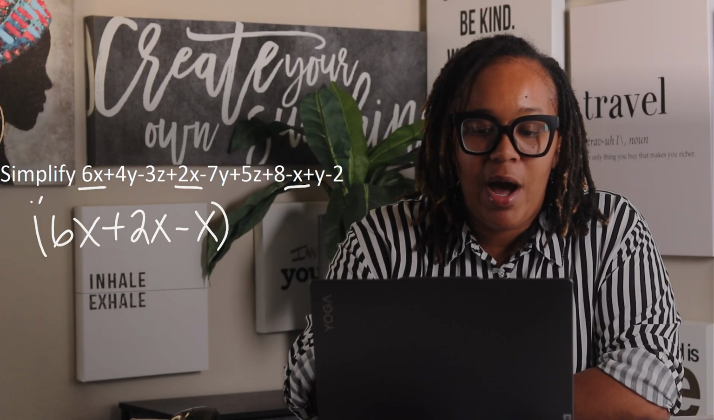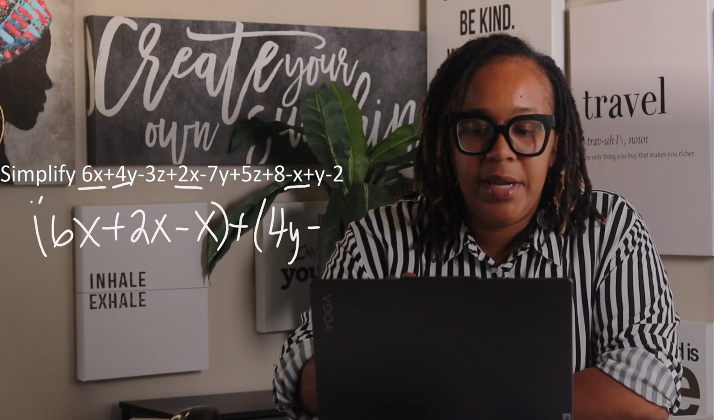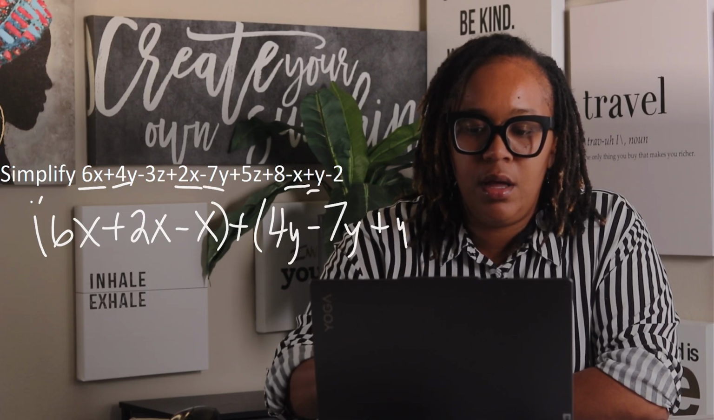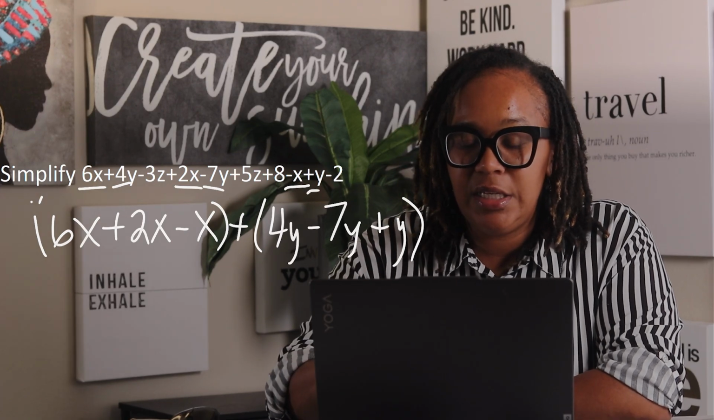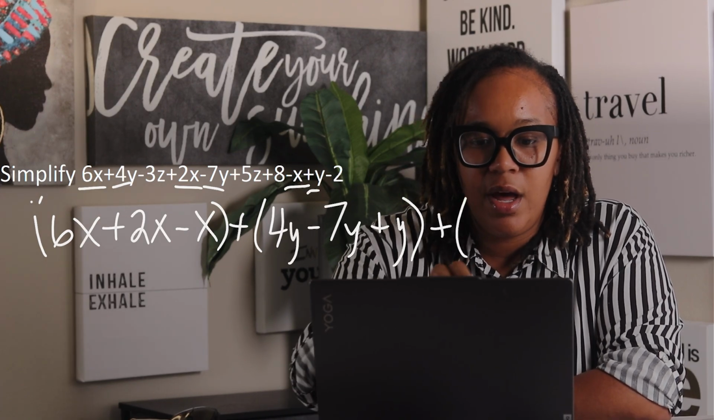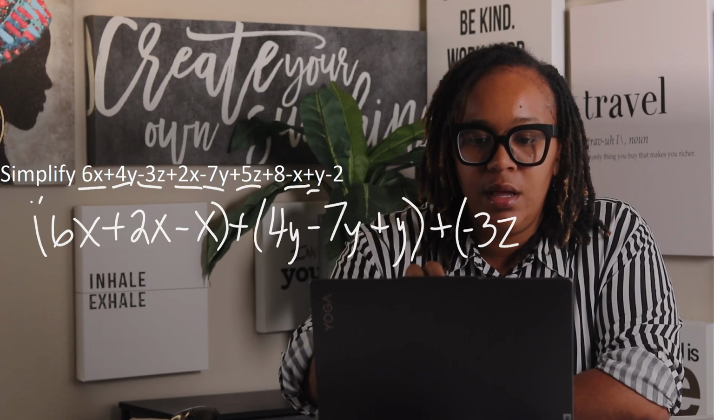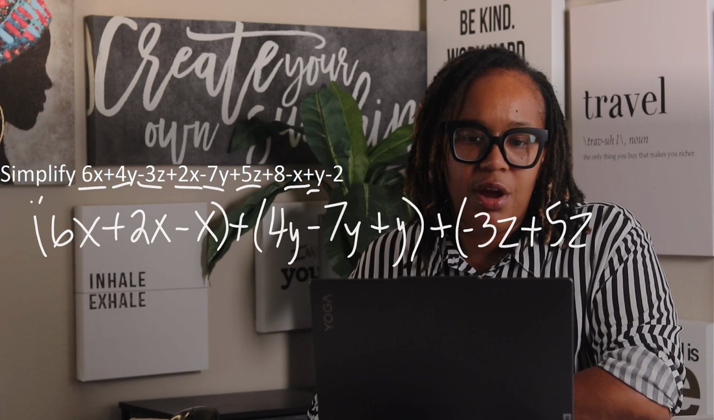Now I want to combine my y's. I have 4y here, minus 7y, and plus y. That takes care of all my y's. And now I want to do my z's. So I have a minus 3z. Remember, you keep that minus sign in front. A positive 5z, so plus 5z. And that takes care of all of the z's.